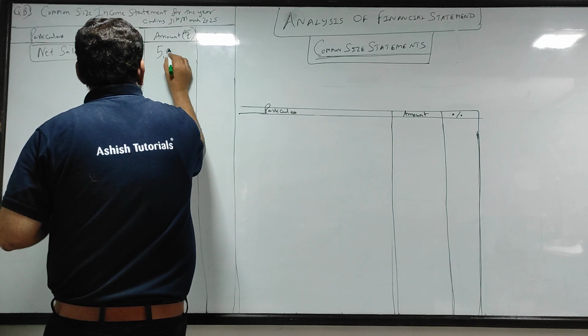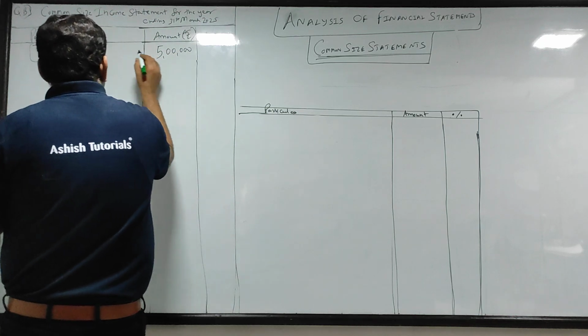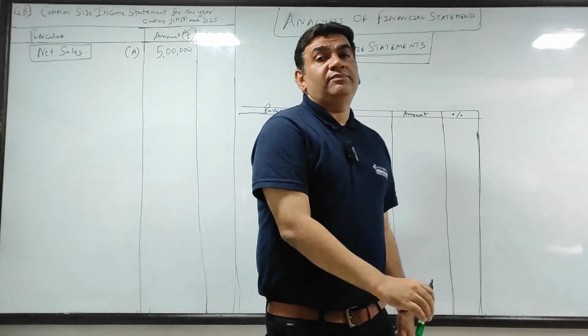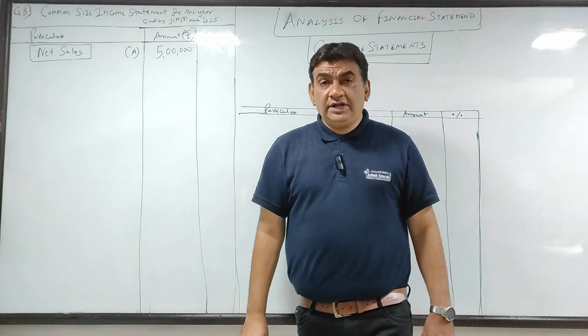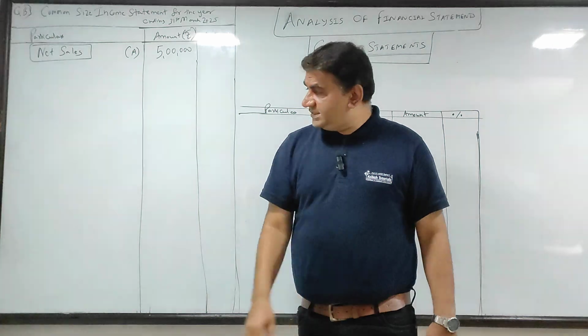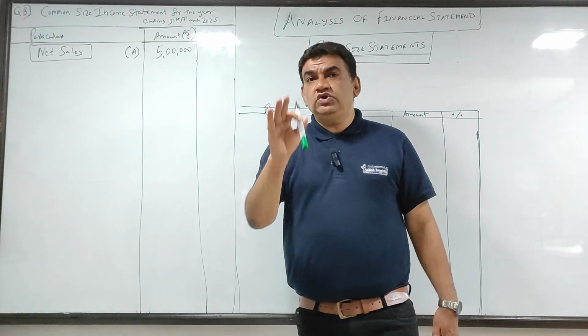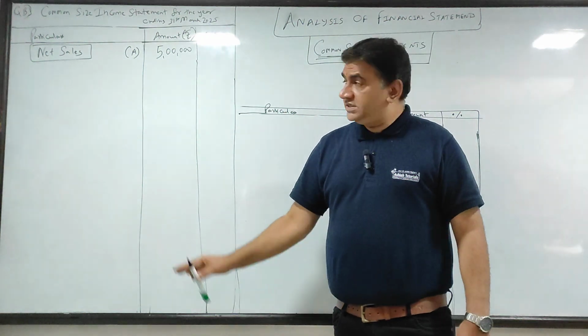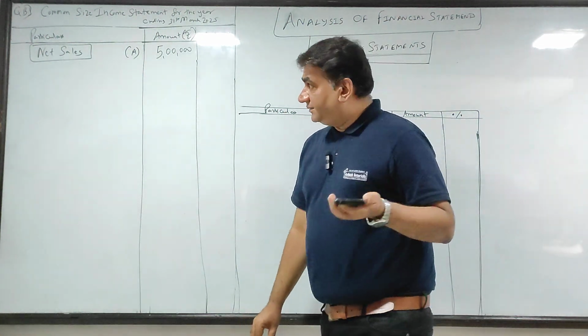In the amount column, 5 lakh, and since we are doing it in one column, in brackets I'll put A. Why I have put A is for your convenience. Let me finish with COGS. So write straight away net sales, there are no returns, and make net sales as A.